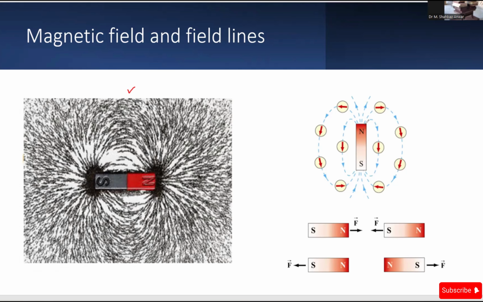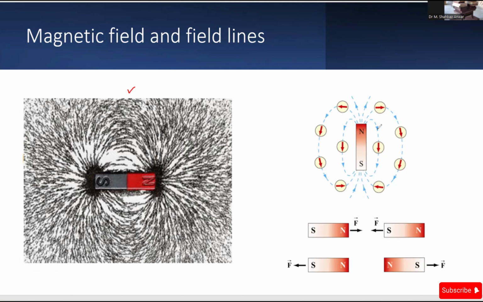And these magnetic field lines, in fact, are imaginary lines. These are not real lines, but they play a very important role in understanding magnetic fields. For example, if we have a bar magnet, then these magnetic field lines start from one pole, which we call the north pole, and end at the other pole, which is the south pole. So the direction of magnetic field lines is always from north pole to south pole.